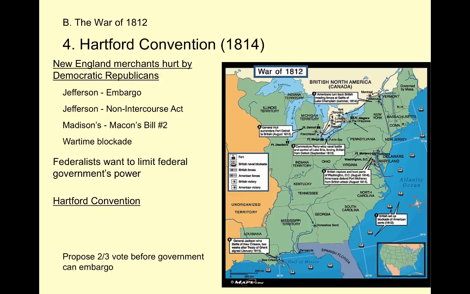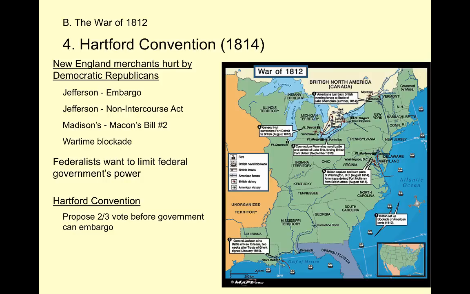At the Hartford Convention, they discuss many things that they'd like the federal government to do, and all of them are trying to limit the power of the federal government, the most notable one being to propose that in order for Congress to pass an embargo in the future, they're going to need a two-thirds vote instead of a simple majority. And this would basically tie the hands of Congress, make it weaker, make it harder to pass embargoes in the future.